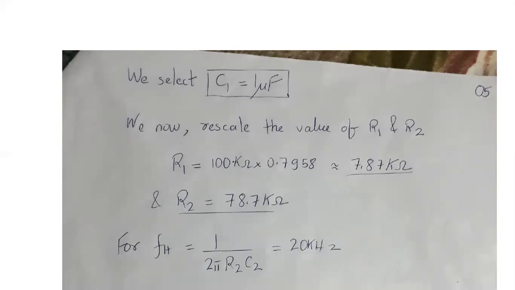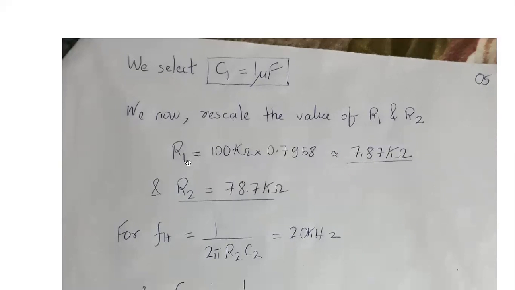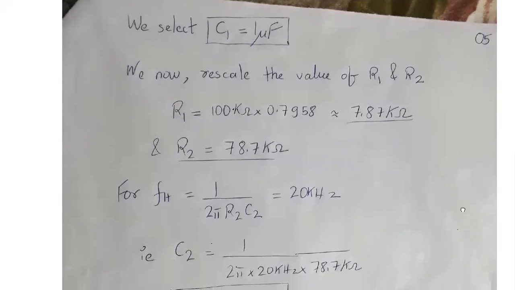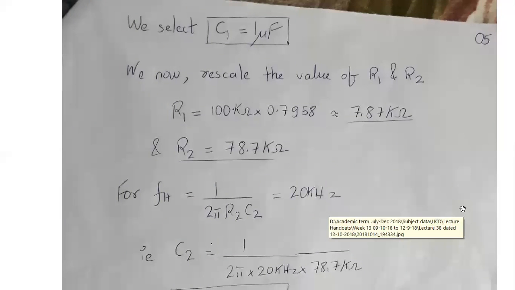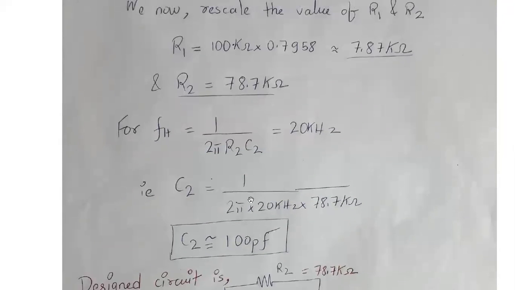Okay, actually, there is a mistake. R1 will be 10 kilo ohms into 0.7958, please note this mistake. So it will be 7.87 kilo ohms and R2 will be 78.7 kilo ohms. That's why if you select C1 as 1 microfarad, R1 will be 7.87 kilo ohms, R2 will be 78.7 kilo ohms. Now only C2 is left.